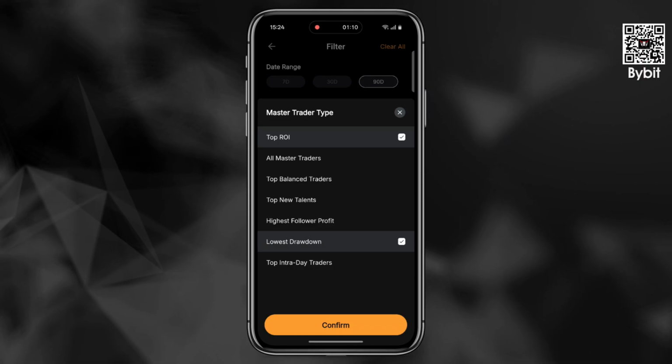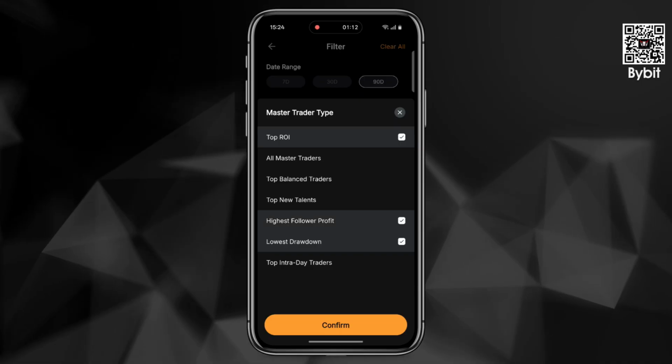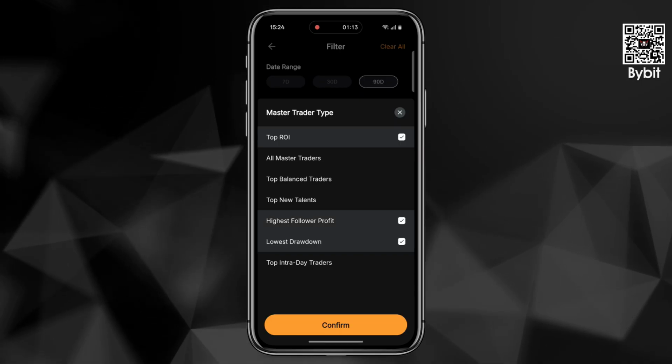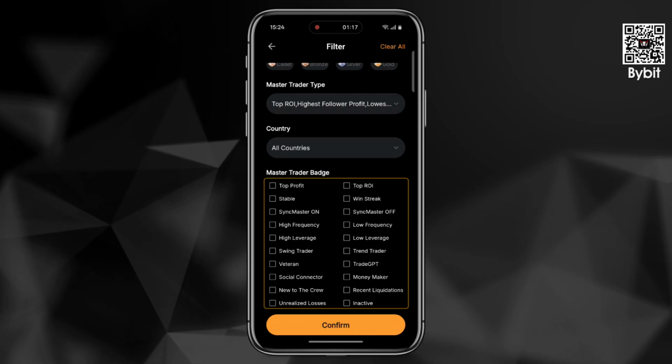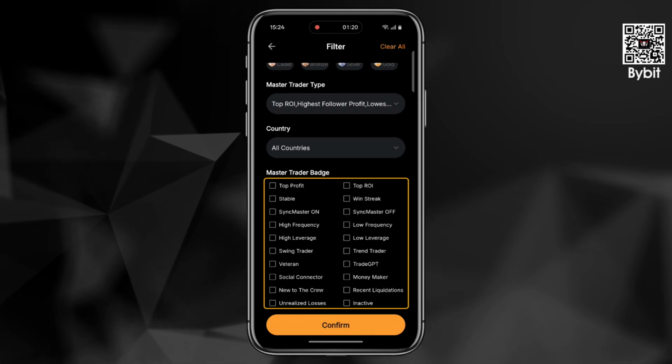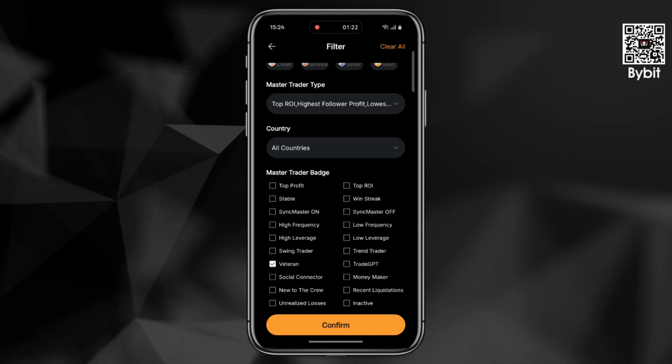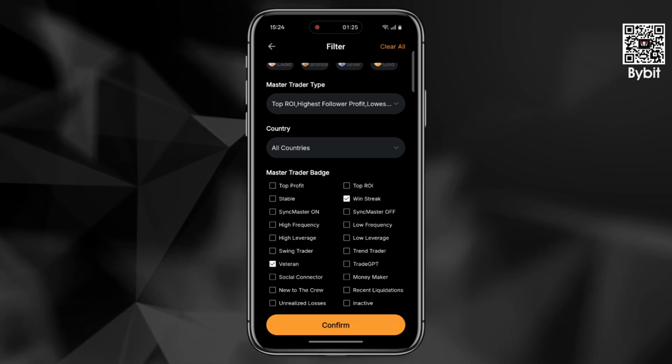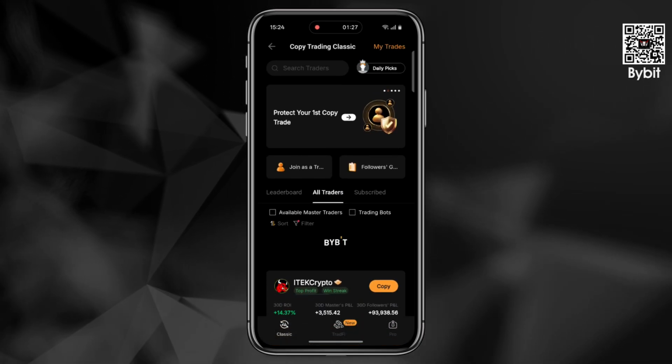Number of followers, an indirect indicator of trust in the trader. Profit, P&L, helps to understand how much the trader has actually earned. If possible, choose tags such as aggressive or conservative. However, it's best to disable the region filter to see all traders without restrictions. After making your selections, press confirm and the list will refresh.